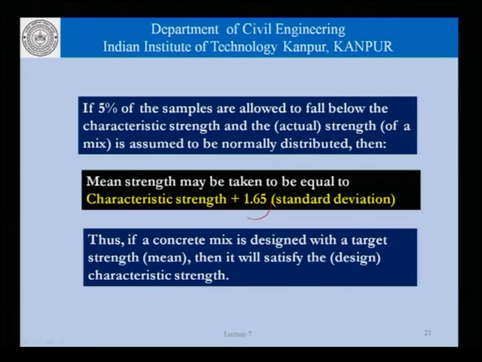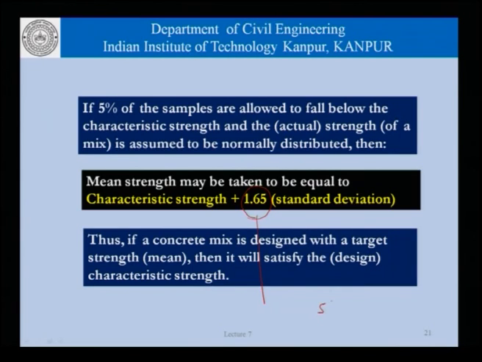Where does this factor 1.65 come from? It comes from the property that the strength is normally distributed and the fact that only 5% of the specimens or the values are allowed to fall below the characteristic strength.